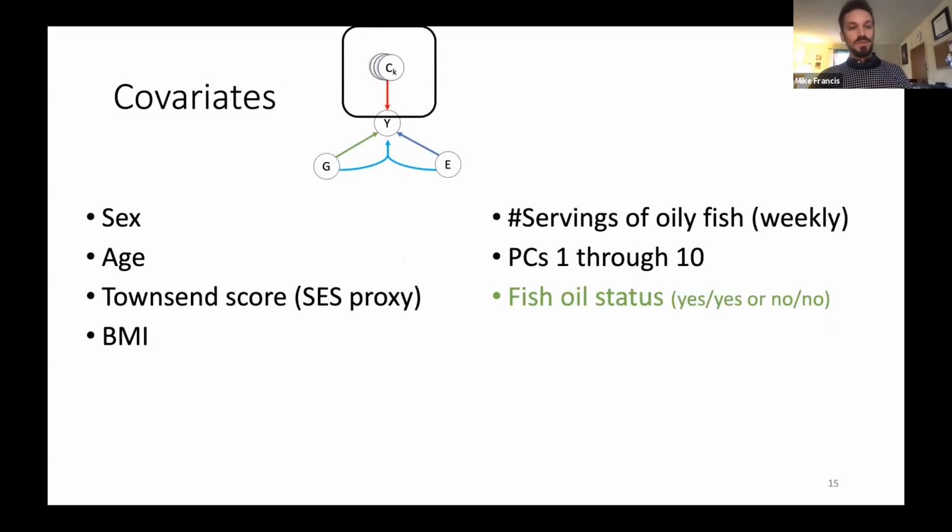For covariates, we use common GWAS covariates: sex, age, socioeconomic status, BMI. One thing we also added to this experiment was the number of servings of oily fish they ate. For example, even if you're not taking fish oil, but you are eating 5 servings of salmon every week, right? That matters. So we want to know that. And then the first 10 principal components, and then fish oil status, yes-yes, in other words, yes at the first time point, yes at the second time point, or no-no at both time points, is our interaction term.